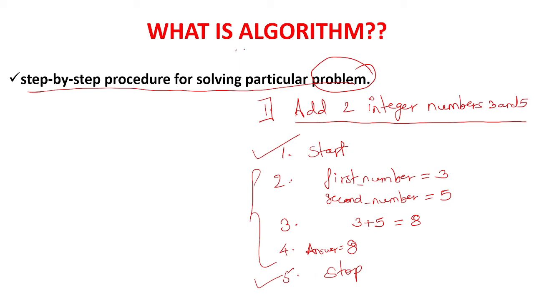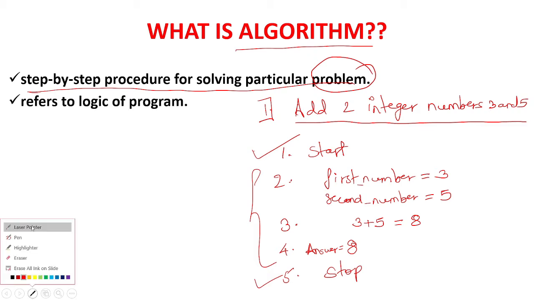Okay, so what is algorithm? It is a step-by-step procedure for solving any particular problem. So what is the problem given? Add two integer numbers 3 and 5. So it refers to the logic of the program. So before writing a program, you need to write the algorithm for any given problem. Problem will be given to you. You have to write the step-by-step procedure, that is algorithm first, because it will tell the logic of the program.